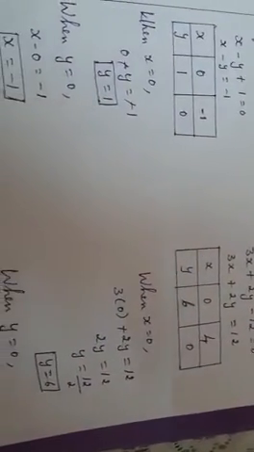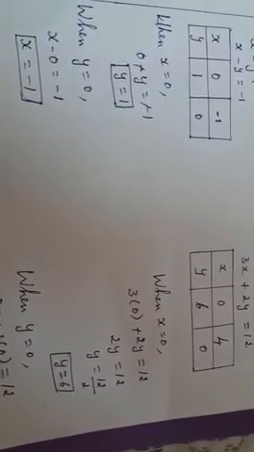First, x minus y plus 1 equal to 0. This can also be written as x minus y is equal to minus 1. Here we are assuming x is equal to 0, y is equal to 0. When x is equal to 0, y is equal to 1. When y is equal to 0, x is equal to minus 1.